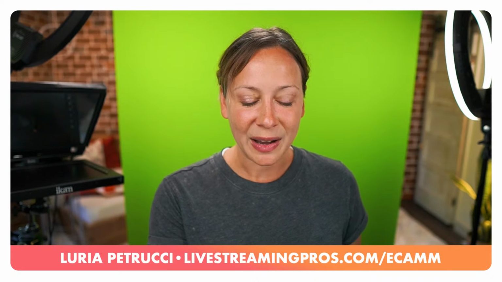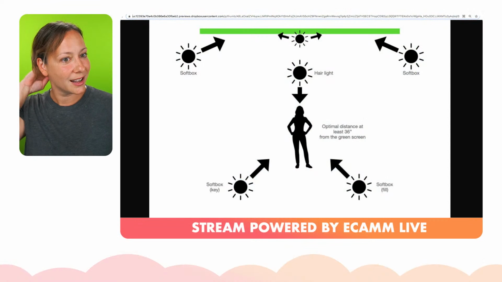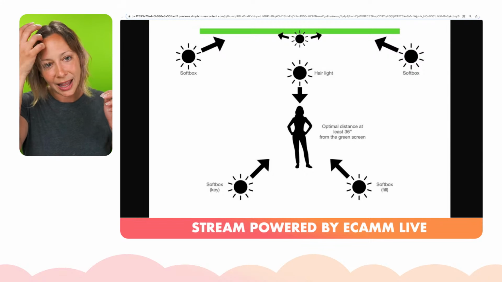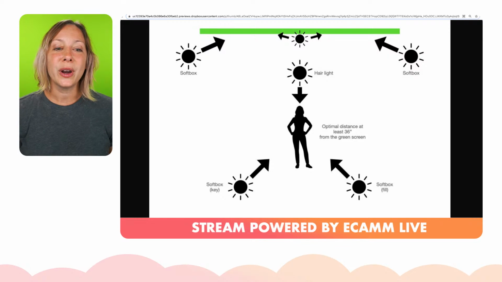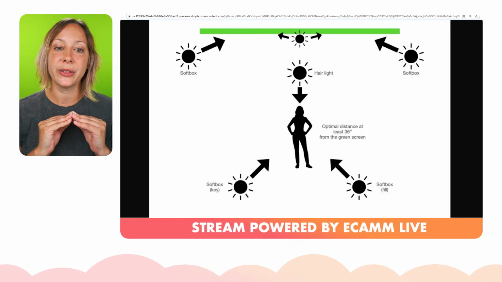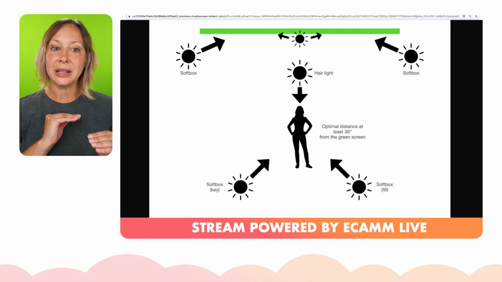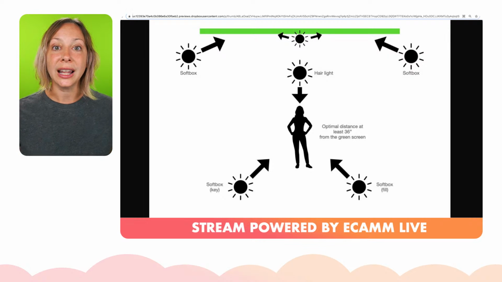Now, let's talk about what it actually should look like, right? Your proper lighting should look something like this, where you have yourself about 3 feet away from the green screen, where you are lighting yourself and your green screen separately.